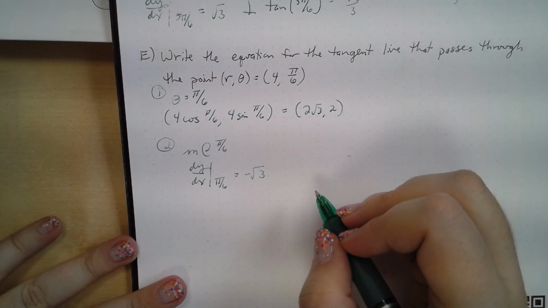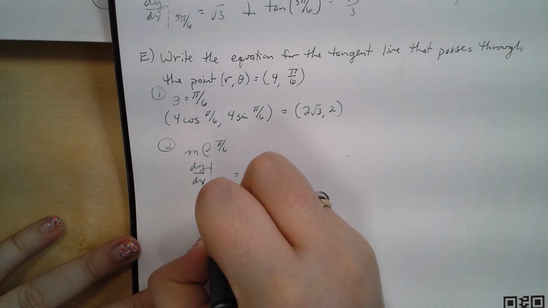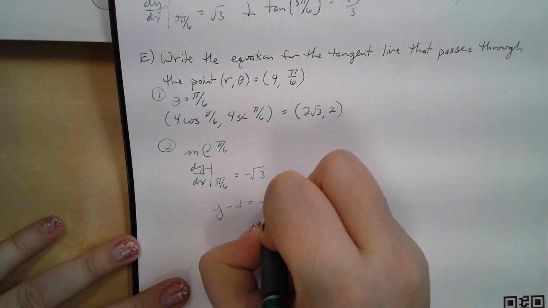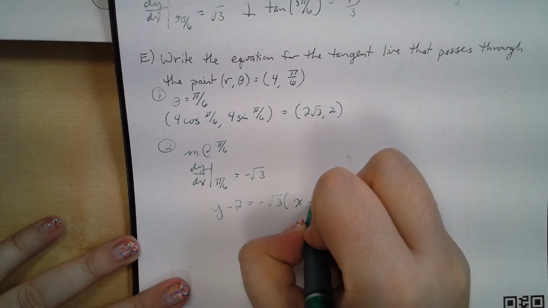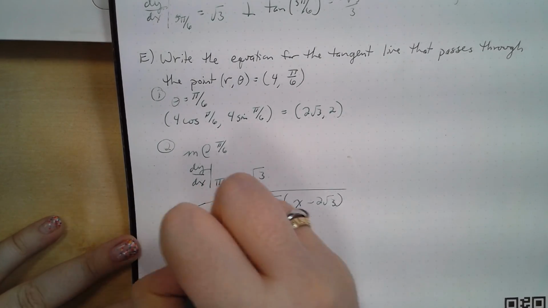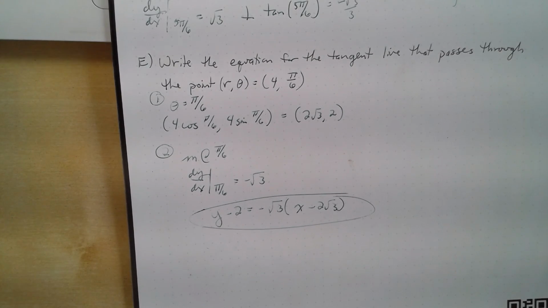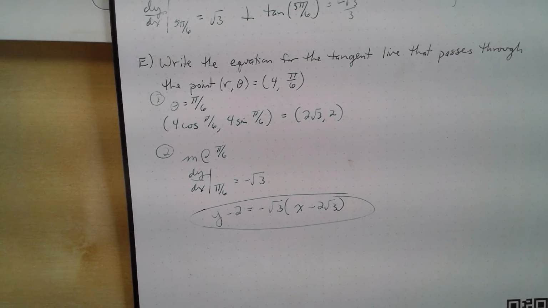So then now we can finally write the equation of our tangent line. So y minus 2 is equal to negative radical 3 times x minus 2 radical 3. And I would just stop there. That's it. That is perfectly done. And I think that's good enough.